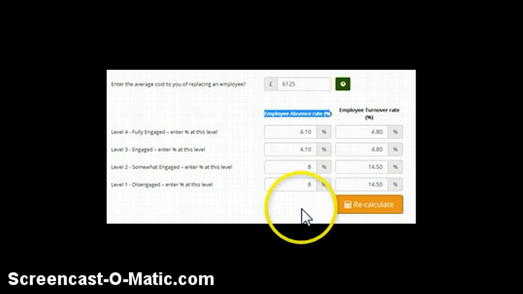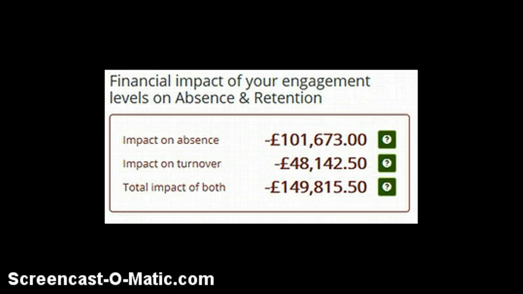We're going to make a calculation, and this calculation will tell us the impact on absence. So we can see that the impact on absence is £100,000, turnover is £50,000, which takes us to just under £150,000 that we are losing in poor retention, but also in poor sick leave. Obviously, we have to pay these people, and if we don't pay these people, we may have somebody else who will have to do their job as well as their own, reducing the productivity levels.